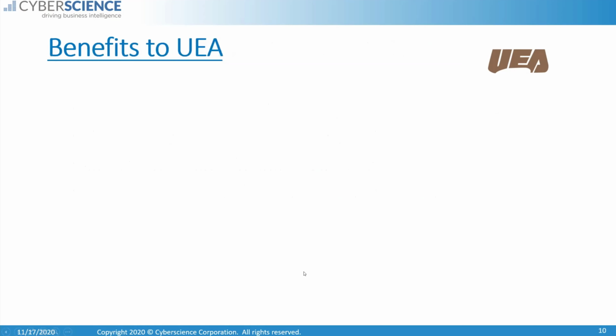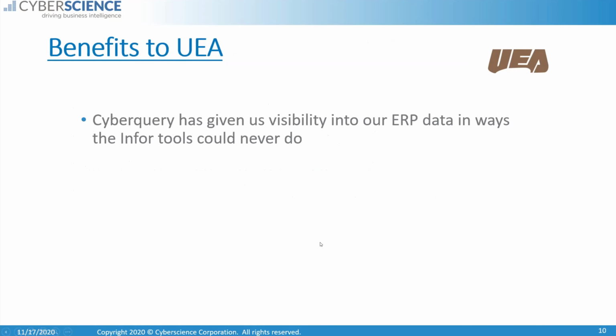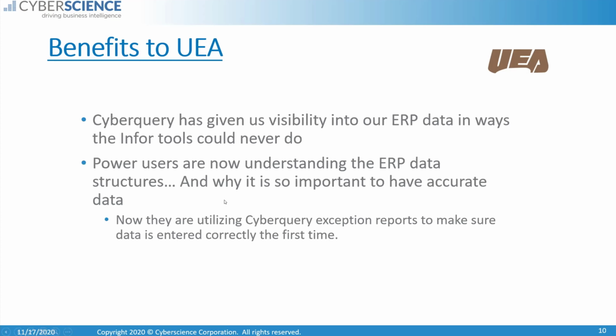So the benefits to UEA, says Cyberquery has given them visibility into the data in ways that they haven't seen with other M4 tools in the past. So he's extremely happy about that. And that power users are now understanding the ERP data structures. He said it's so important to have that accurate data. And he says they've even taken it a step further, and I see a lot of clients doing that these days. They're doing exception reports, so they're looking for data that should be entered in, and if it's not, they can either tell them or they can have QDirector jobs set up to email reports back to those users to try to start getting them to enter data in correctly the first time.